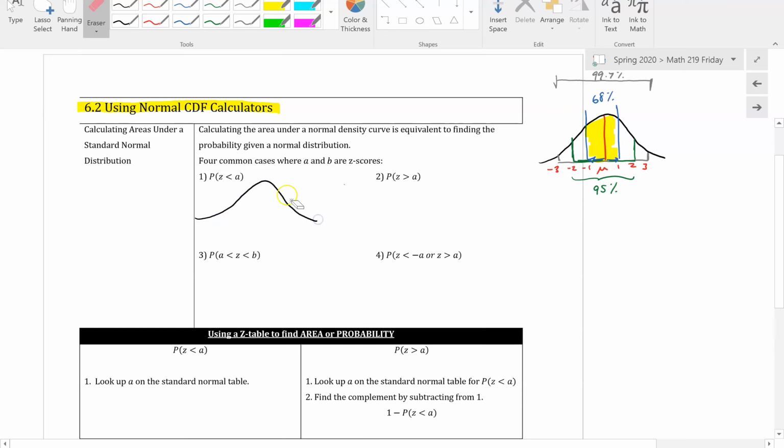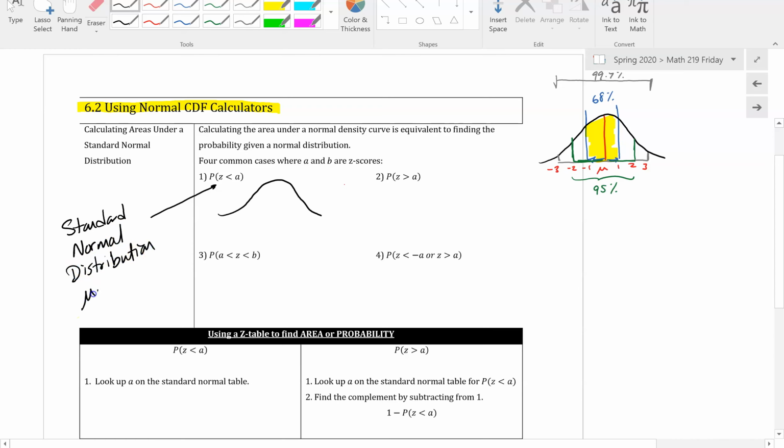If we're on a normal curve, and I know I'm on a normal curve because if they're using a z-score, they're talking about a standard normal curve. Standard normal distribution. Remember, that's where we have a mean of 0 and a standard deviation of 1. They don't even have to tell you that we're working with normally distributed data if they're using a z-score. By default, this is the distribution we're dealing with.